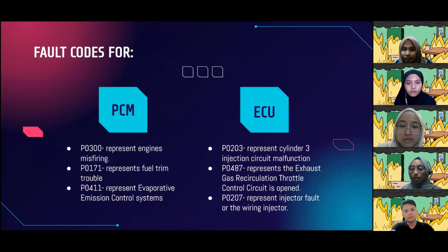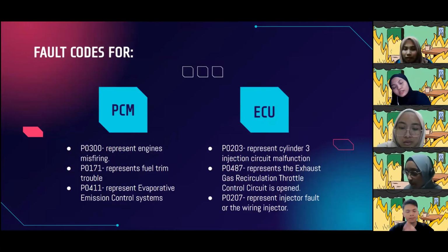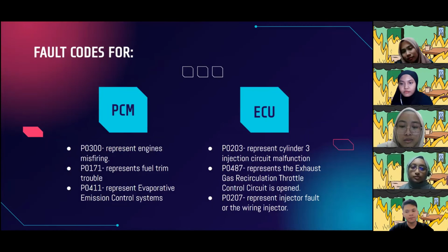To take a deeper look, after visual inspection and battery checking, we can directly plug an OBD, or onboard diagnostic scanner, into our vehicle to see whether any OBD error codes are produced. Now here are some of the fault codes the PCM or ECU OBD produced. The first PCM code is P0300, representing engine misfiring. The next one is P0171, representing a fuel trim problem. And the last one is P0411, representing the evaporative emission control system.